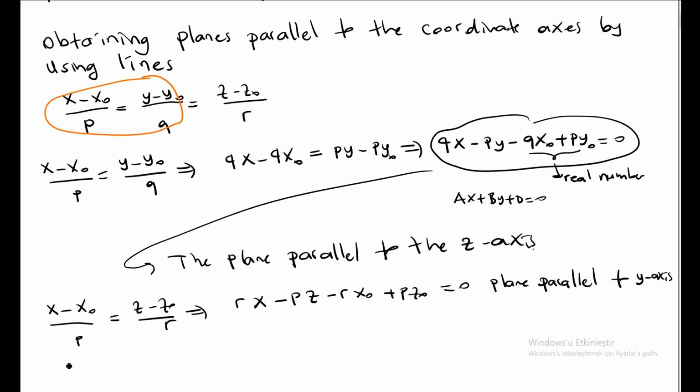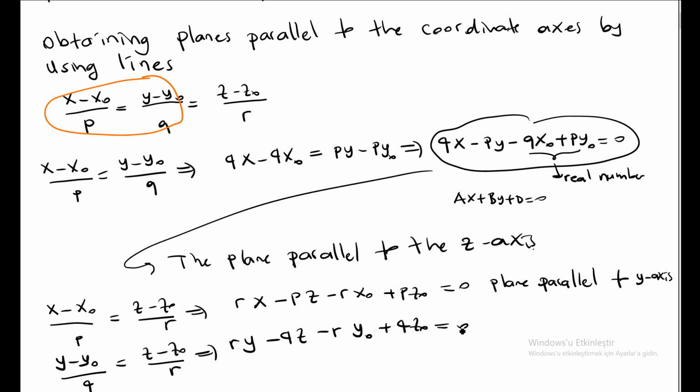Similarly, the other part, so what remains? Y minus y sub 0 over q, z minus z sub 0 over r. So here you have r times y minus q times z minus r times y sub 0 plus q times z sub 0 equals 0. So this is a plane parallel to the x-axis. So if you have one line, then you can construct three planes which are parallel to the coordinate axes.